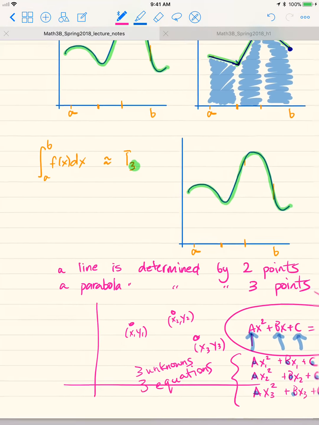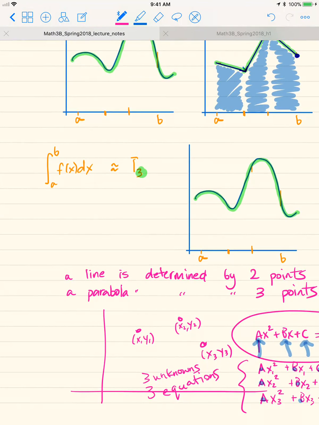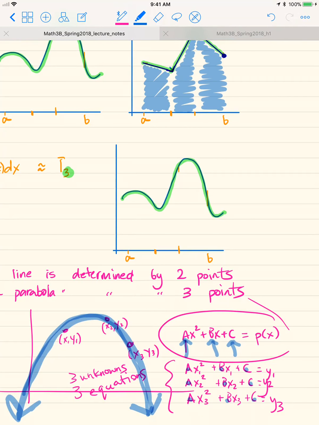Okay, so that's 2 points, and then we can bump it up to 3 points, and we can get some kind of parabola. So say in this instance, this looks like a parabola that's facing downward. So maybe the parabola looks something like that. I don't know. I would need to solve this system of equations in order to determine A, B, and C.